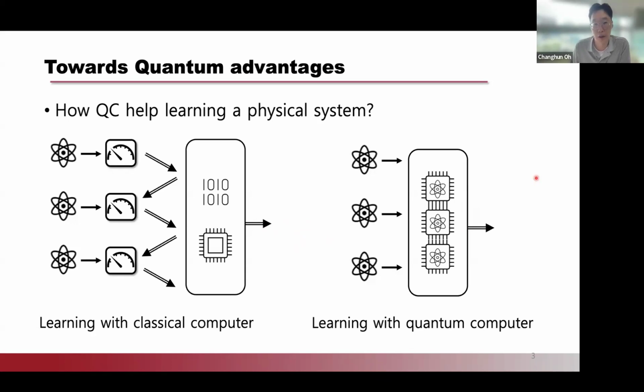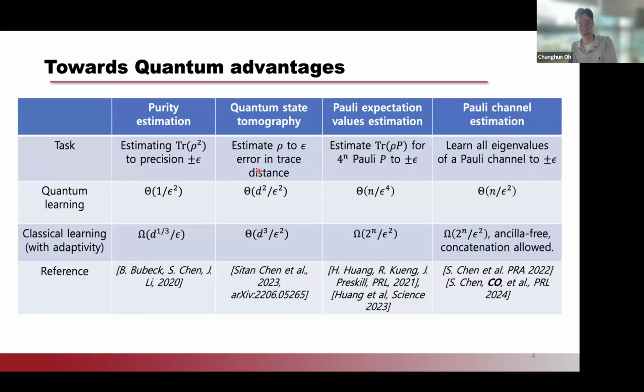Using this framework, many people found quantum advantages. For example, purity estimation of a given quantum system, quantum state tomography, Pauli expectation value estimation, or Pauli channel estimation. This is only a part of the results in the literature, but one very relevant to my work is this Pauli channel estimation.